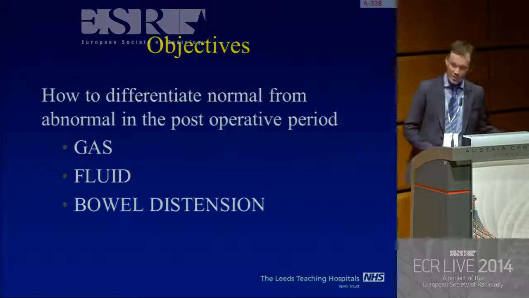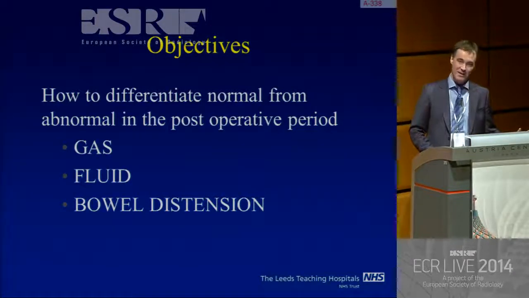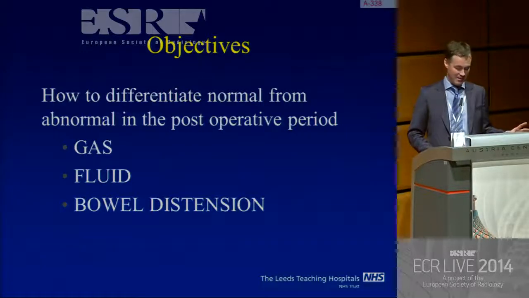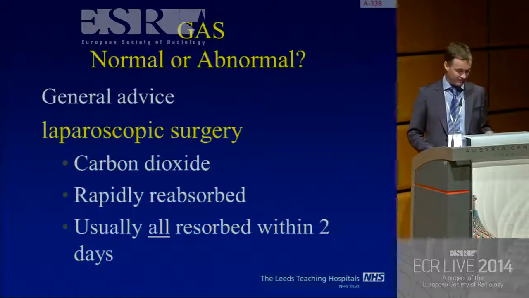So now we're going to talk a little bit about how to differentiate normal from abnormal in the post-surgical patient. And the things we're going to concentrate on are gas, fluid, and bowel distension. Now, in terms of gas, the important thing to realise is that if a patient has laparoscopic surgery, they use carbon dioxide to insufflate the abdomen, and this is usually very rapidly reabsorbed. Usually everything is reabsorbed within about 2 days.